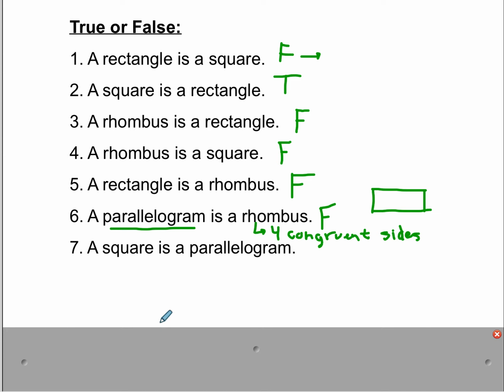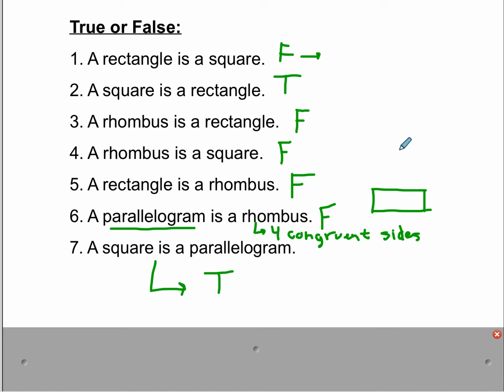That is false. A square is a parallelogram. That will always be true. A square will always be a parallelogram. And in fact, a rhombus, a rectangle, and a square, that statement would be true for all of those things. A rhombus is always going to be a parallelogram, a rectangle is always going to be a parallelogram, and a square is always going to be a parallelogram.